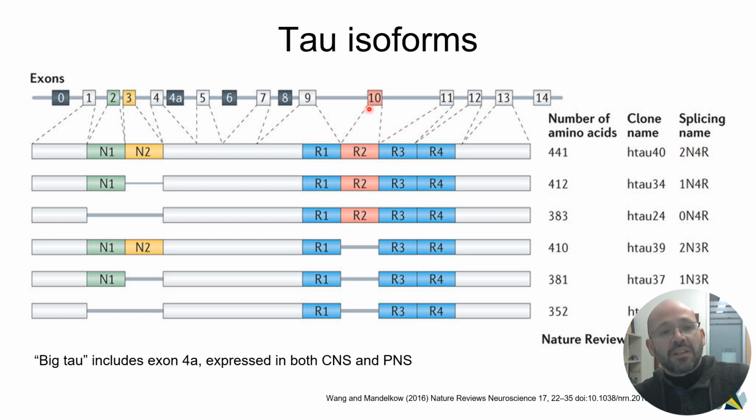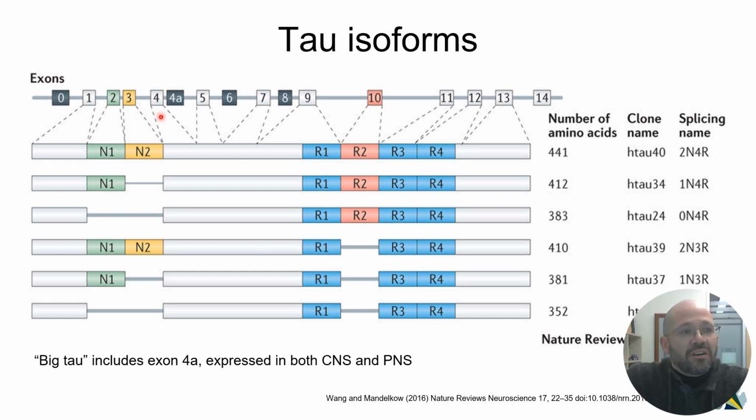Then the selective splice out of exon 10 leads to the other 3 isoforms that are the absence of that second repeat and generates a microtubule binding domain that has only 3 repeats, and that's the 3R that you can see here. So in total that generates the most commonly studied and referred to in the literature 6 isoforms of tau.